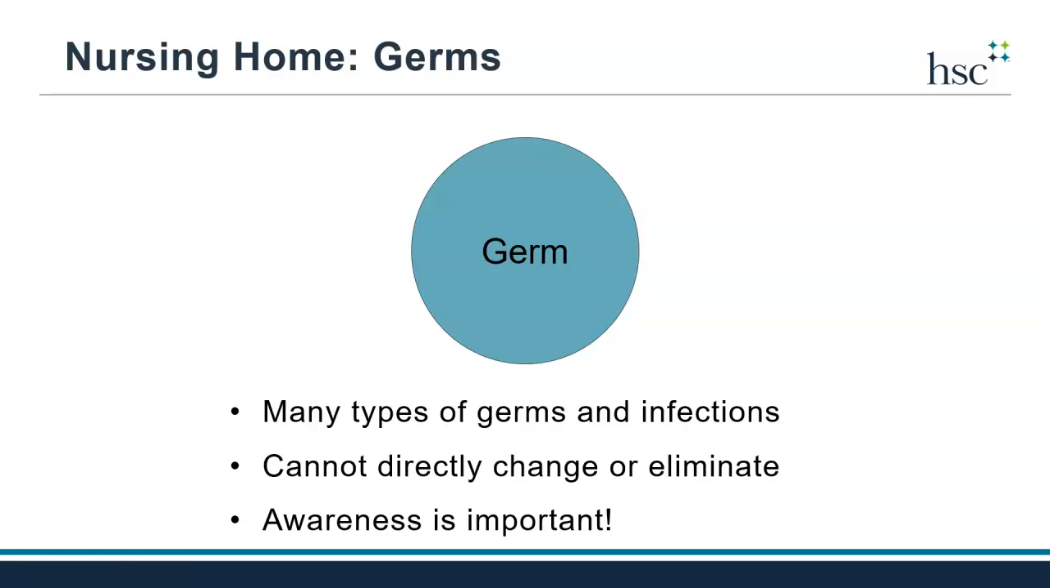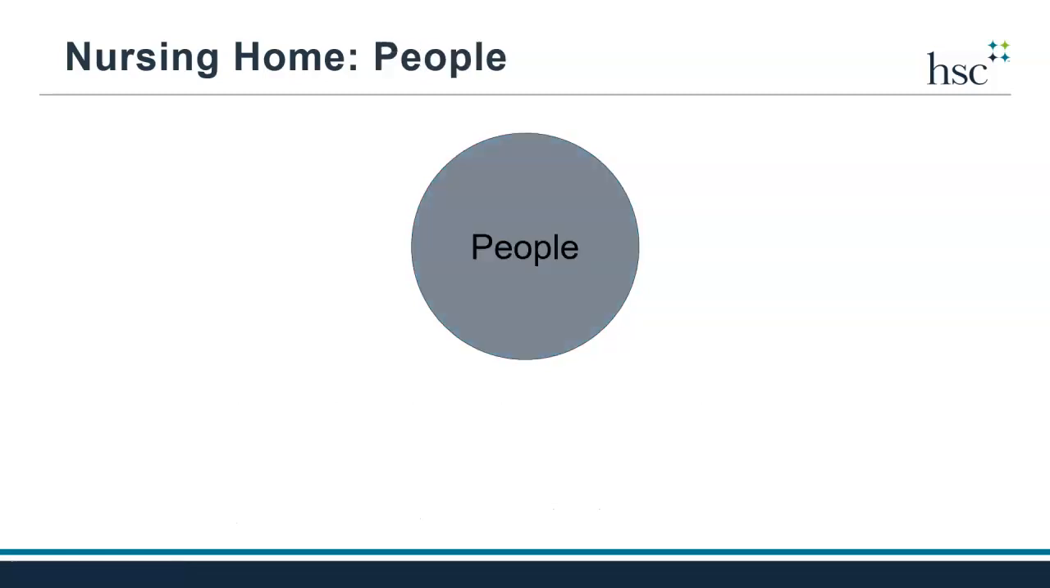If you want to know more about germs and infections commonly found in nursing homes, please see the information sheet included in this lesson. When it comes to people, there are those people who may be infected and unknowingly pass that germ to a person who can easily get the germ, meaning that person is susceptible to getting an infection.